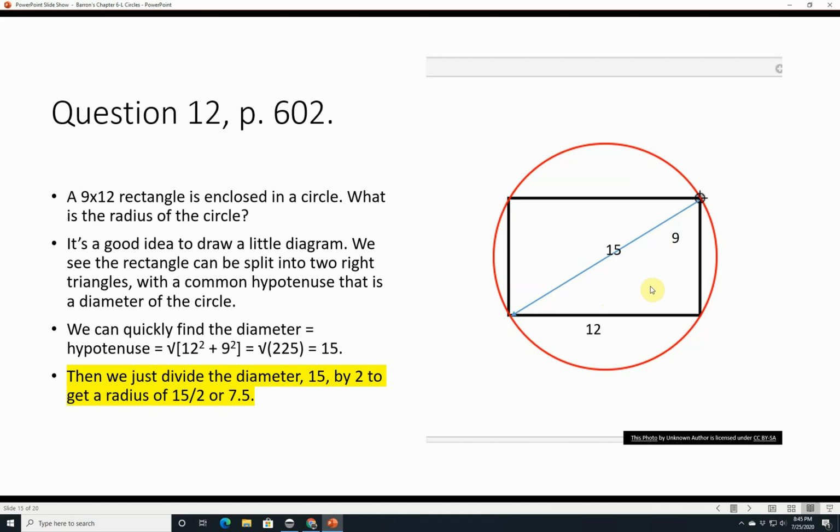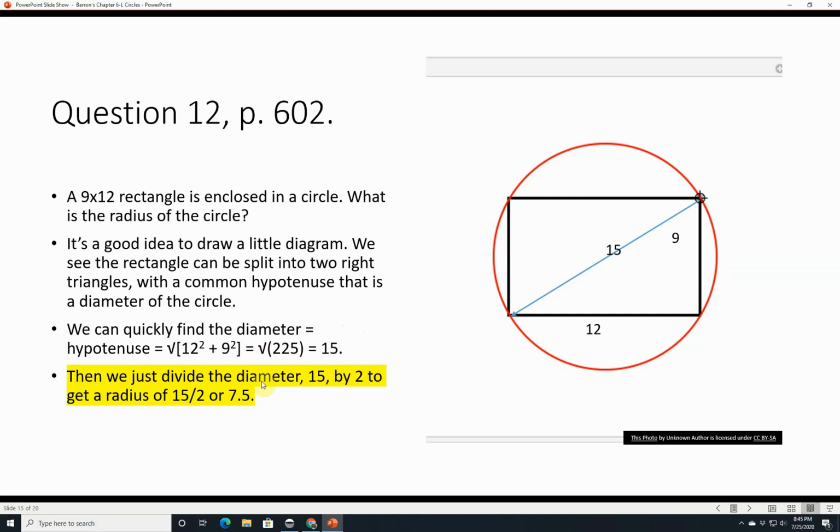So since we know one side is 9, one side is 12, we can quickly just use the Pythagorean Theorem to find that 12 squared plus 9 squared is equal to the square root of 225, which is 15. Hopefully that'll be on a calculator section. If not, it's a good idea to memorize your squares up to 20, certainly at the very least up to 15, because you're going to end up with things like 169. It's good if you look at it and go, oh, that's 13 squared. Look at 225 and go, oh, that's 15 squared. Look at 400 and say, oh, that's 20 squared.